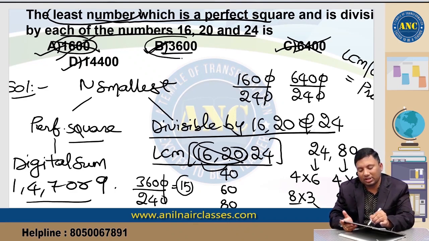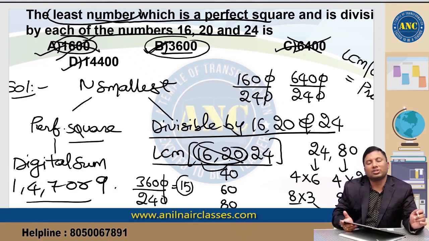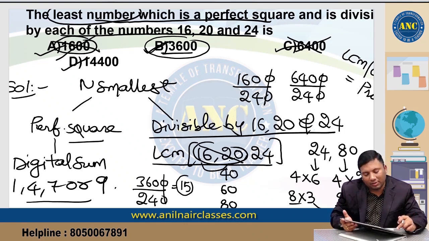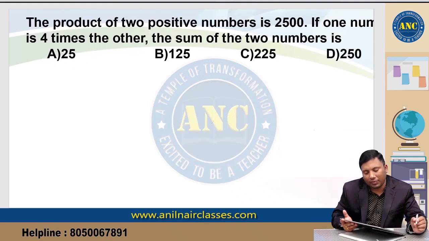These 3600 should be divisible by 16, 20, 24 and it should be a perfect square because it's the smallest number, that itself is the answer because it is 60 whole square.